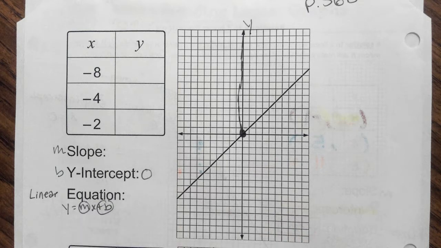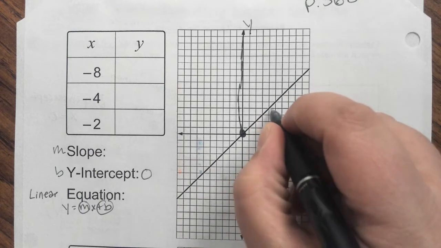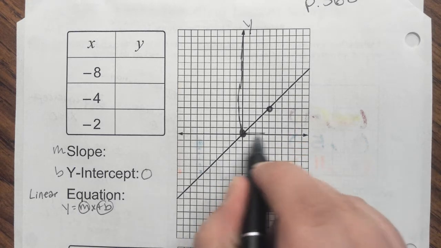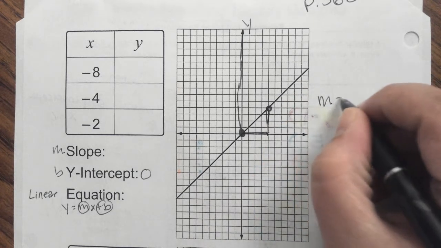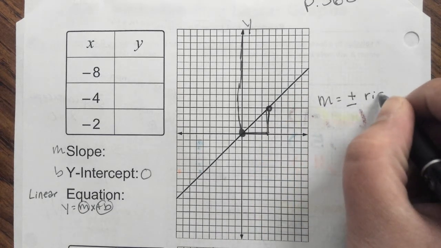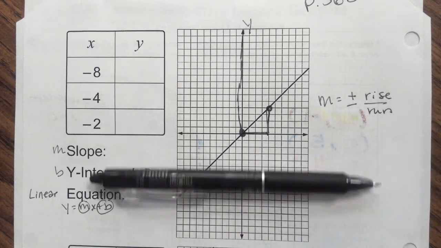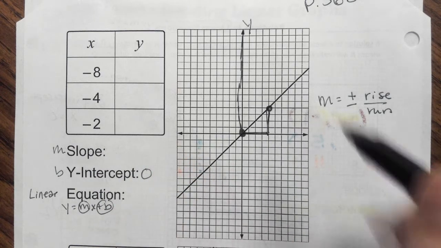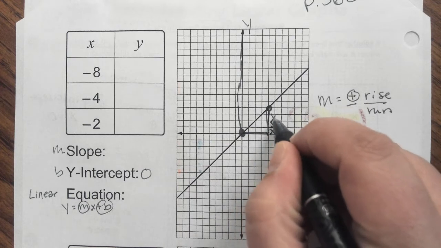To find slope, I need another perfect point, and there's a ton of perfect points on this line. I'm going to use this one here. So I'm using these two, draw the right triangle between them, and slope is positive or negative, rise over run. Pencil's pointing to the right, pencil on the slant. This line goes up, so the slope is positive. The rise is 1, 2, 3, 4.